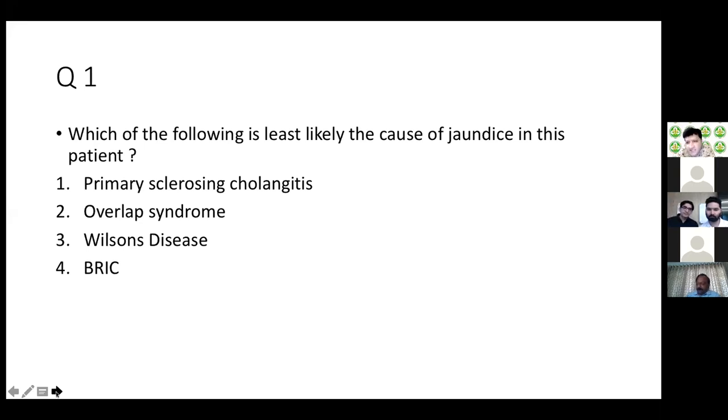So this is my thinking. Least likely cause, sir. I think Wilson would be the least likely. Usually they can even have normal alkaline phosphatase, what to talk of a clinical cholestasis? They will not come as clinical cholestasis.